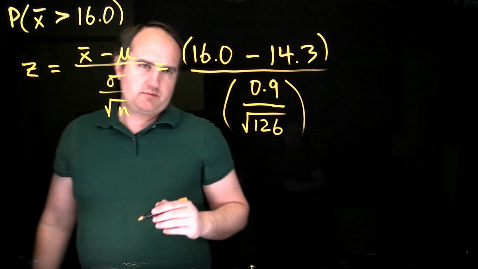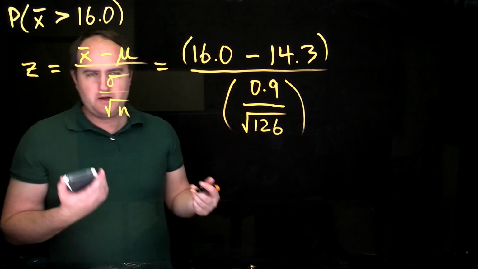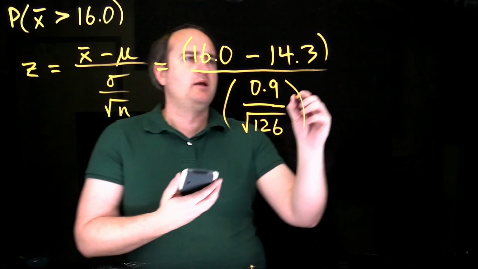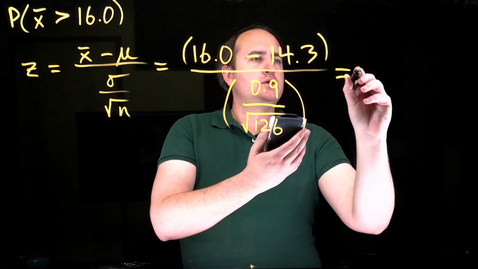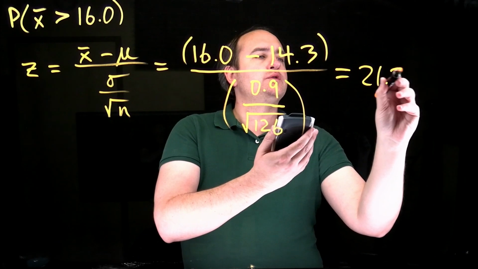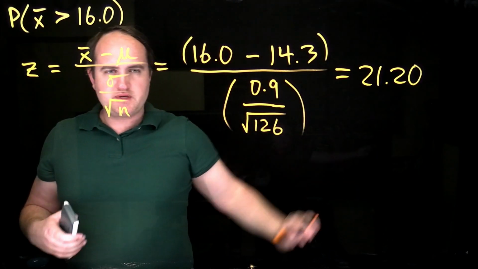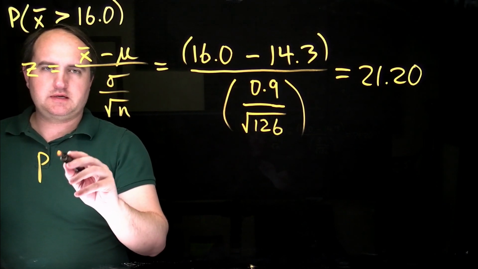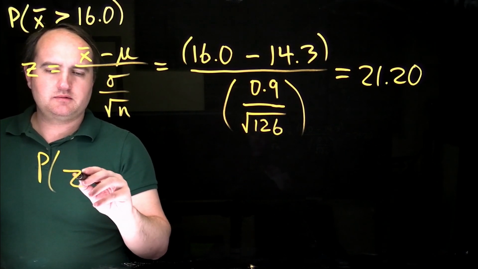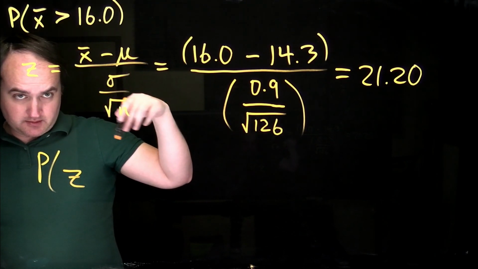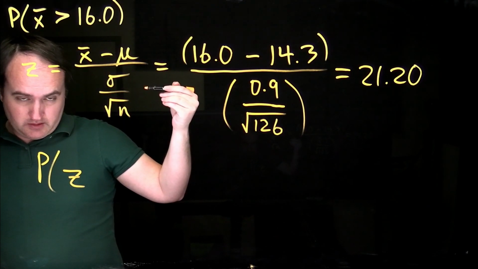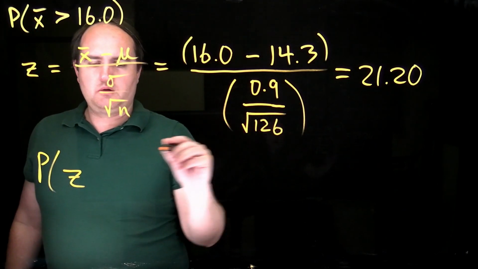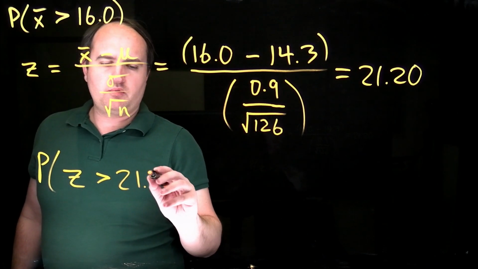So interestingly, this gives me a huge z-score. When I get a big z-score like this, it makes me even wonder if I did the problem right. But I got a z-score of 21.20. I rounded to 2 decimal places. So really they're asking us to find the probability that z, because we've converted to a z-score using the Central Limit Theorem, is greater than 21.20.